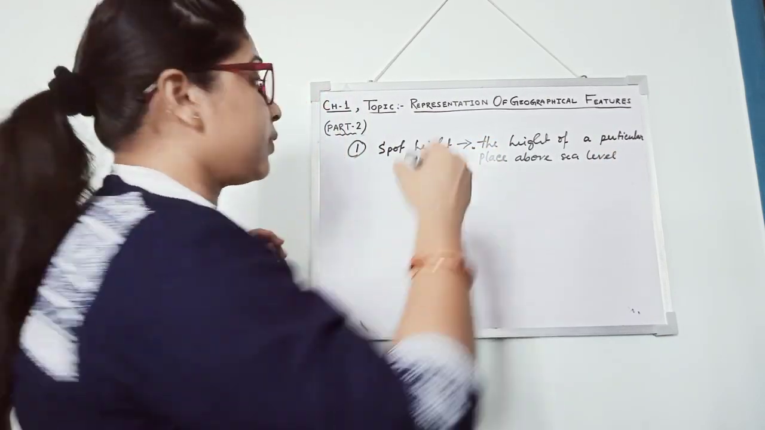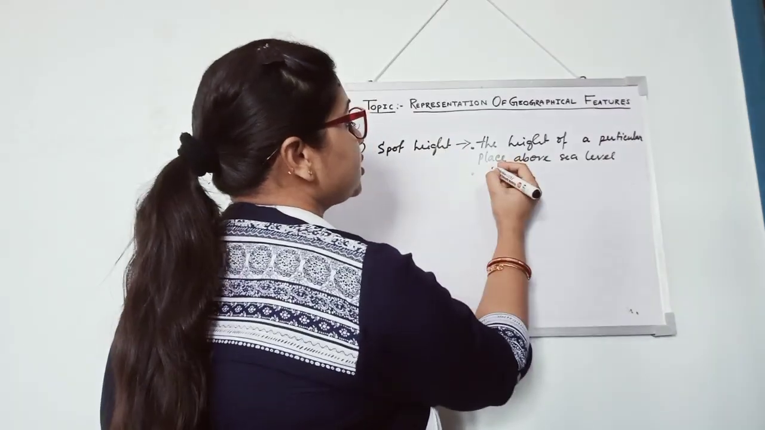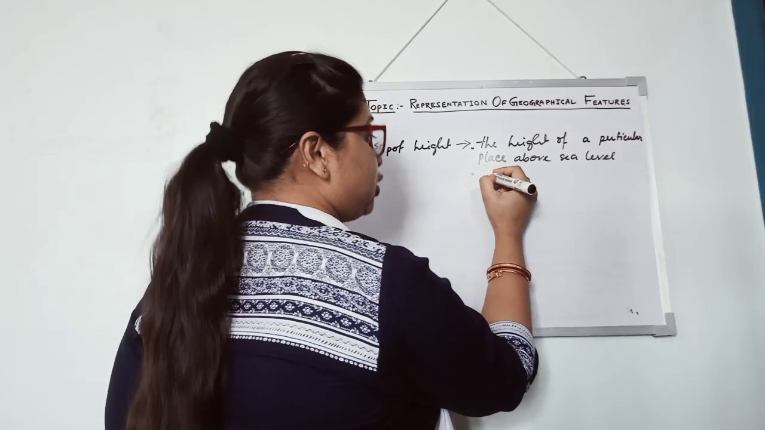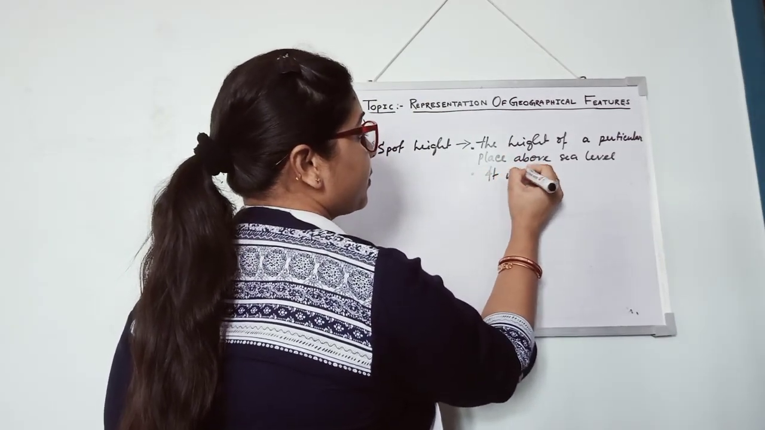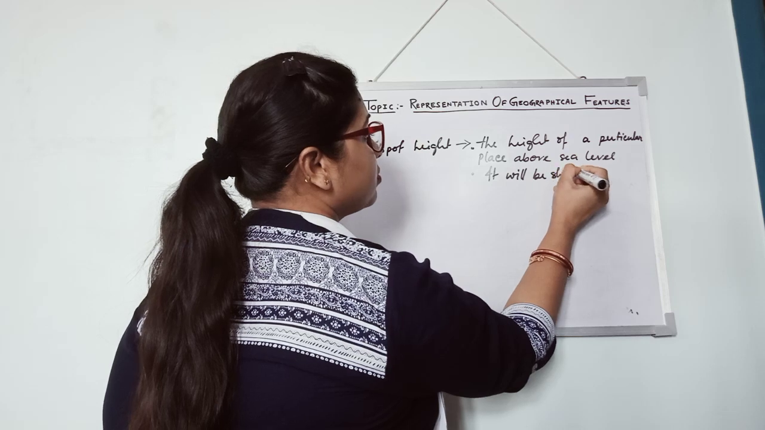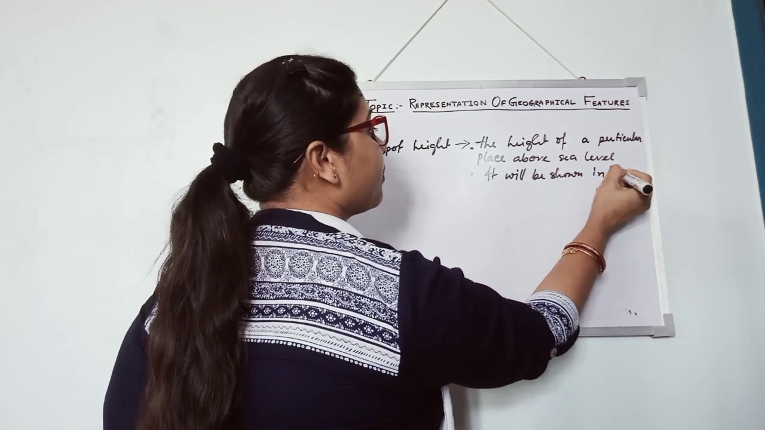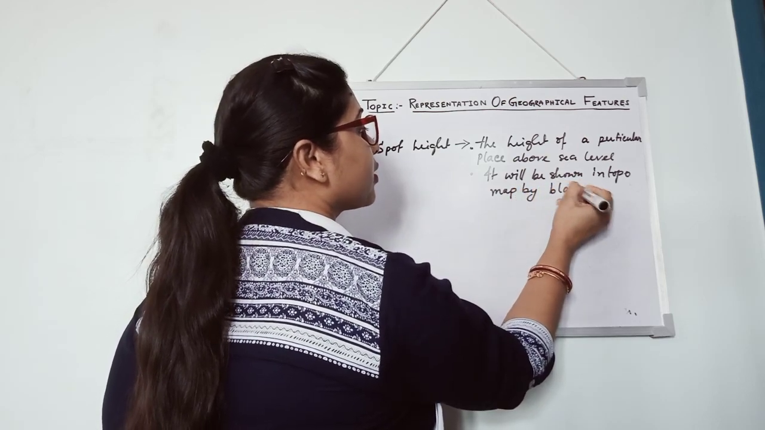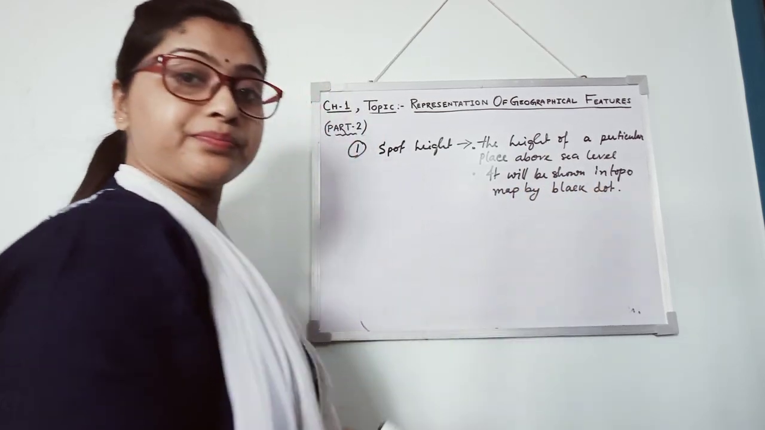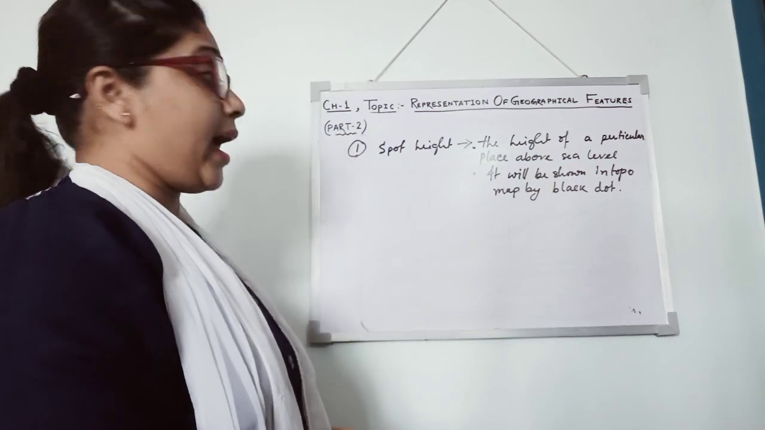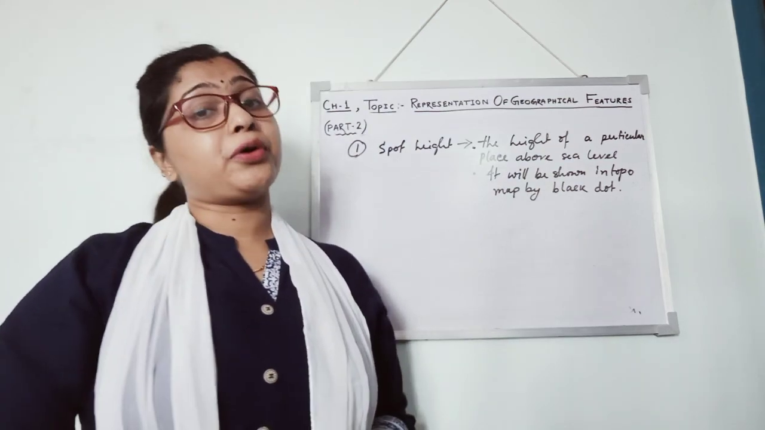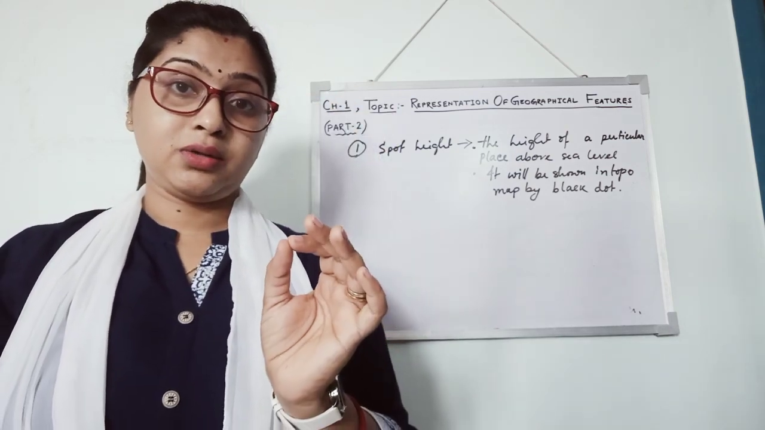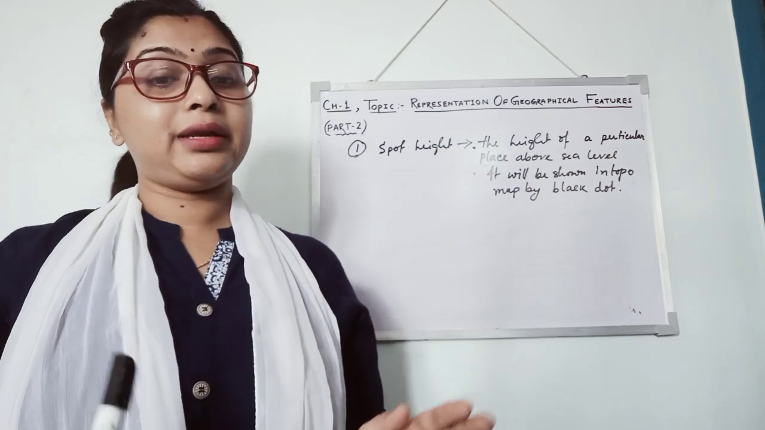The second point is that this spot height will always be marked in the topographical map by a black dot. It will be shown in the topo map by a black dot. Is it clear? By black dot. And it is not mandatory that the surrounding area's height will be the same, because I have said it is the height of a particular place.